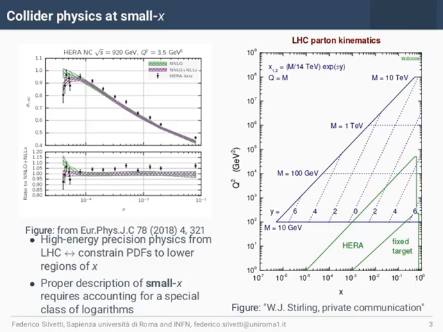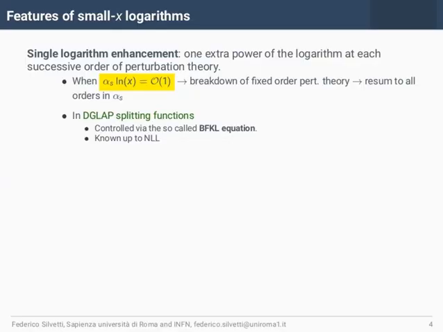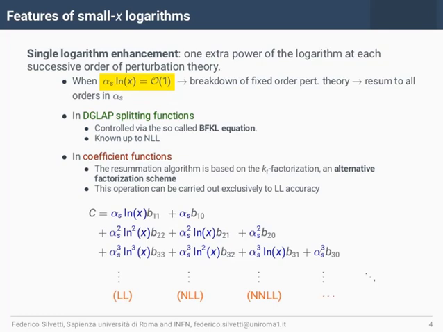Before elucidating how resummation is performed, we can look at some features of these small x logarithms. First, it must be noted that logarithms of x are generated in perturbation theory in a single enhancement for both the DGLAP splitting functions and the QCD coefficient function. In the former case, resummation is performed via the BFKL equation, and it is already known in literature at leading and subleading logarithmic order. In the latter case, instead, resummation is achieved by using a different factorization scheme with respect to the collinear one discussed before.